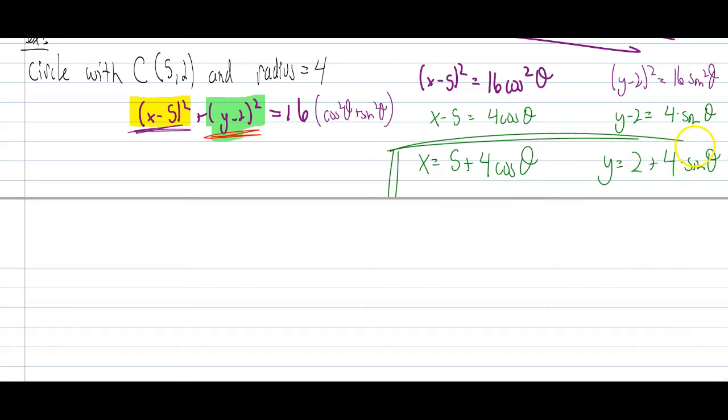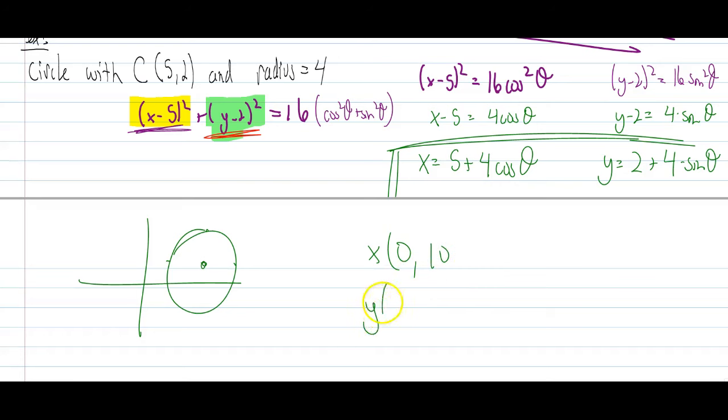If I want to verify this on the graphing calculator, I could get an idea of what the window needs to be by graphing the original. The center is at (5, 2) with a radius of 4. I know the graph should look like this. So on my window, if I'm going to graph it once I have it in parametric form, I want my x value to be maybe somewhere from 0 to 10. The y values from about -6 to +8.